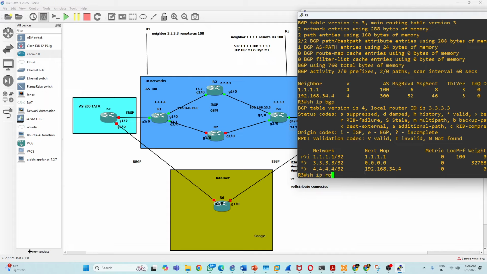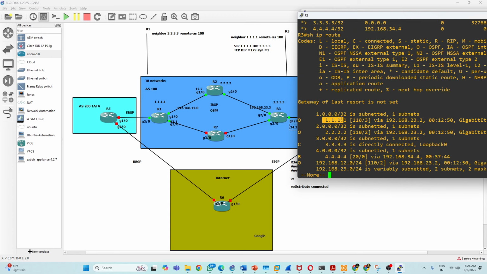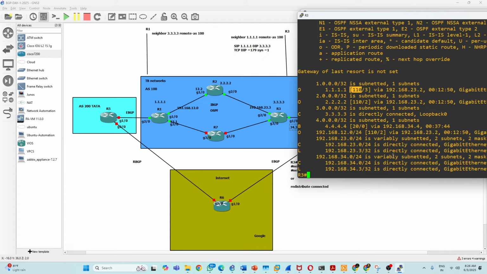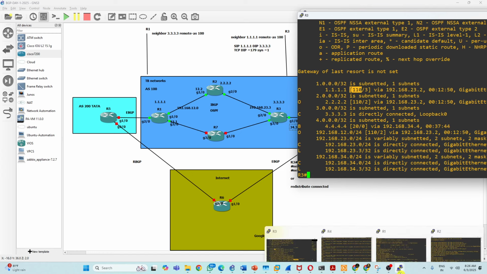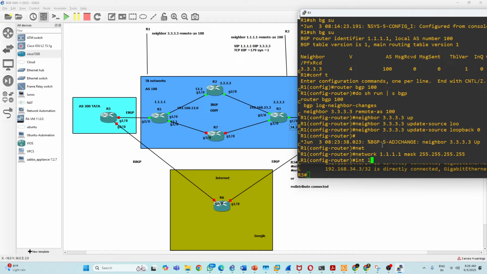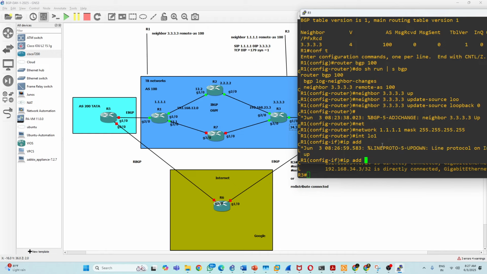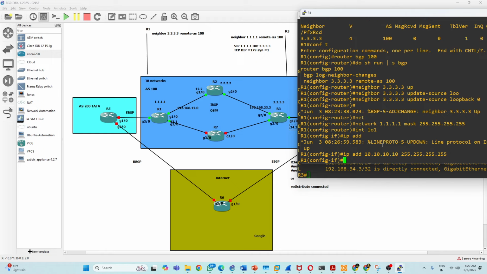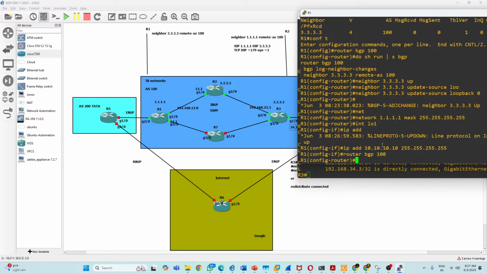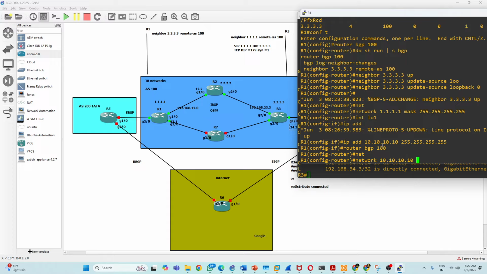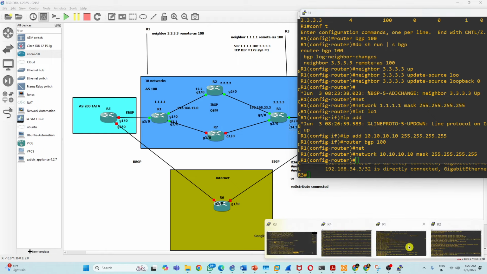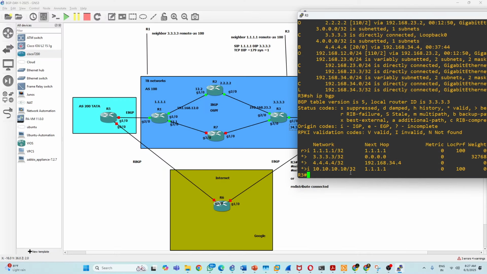Now if you check show IP route for 1.1.1.1, it is showing it is learned via OSPF. However, let's configure one more loopback IP address. I just want to show you one thing. Interface loopback 1, IP address 10.10.10.10. And I want to advertise this 10.10.10.10 in BGP, network 10.10.10.10 mask. Now on R3 you will see, show IP BGP 10.10.10.10, the next hop is 1.1.1.1.